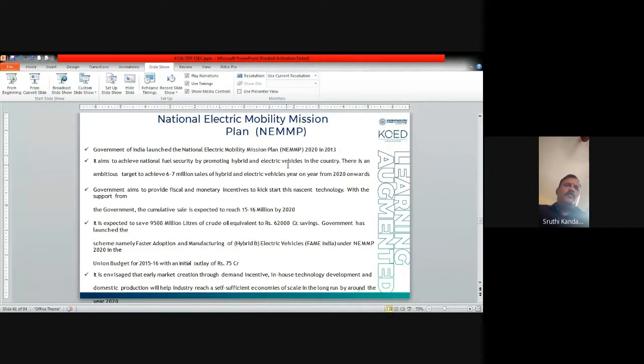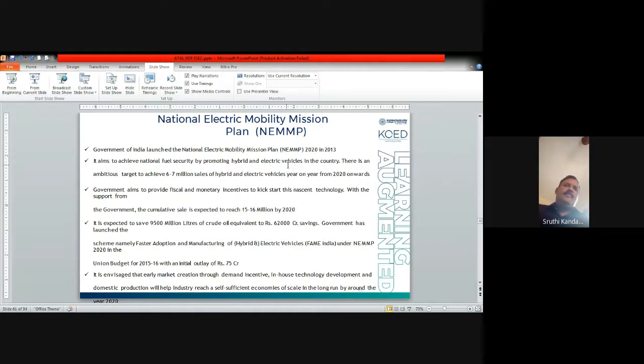The government aims to provide the incentive to kickstart the nascent technology with support from the government, and cumulative sales are expected to reach 15 to 16 million by 2020. It is expected to save 9,500 million liters of crude oil, equivalent to rupees 62,000 crores of savings. The government has launched the scheme, namely Faster Adoption and Manufacturing of Hybrid Electric Vehicles, FAME India, under NEMMP 2020.